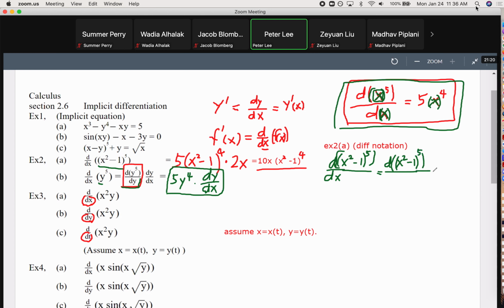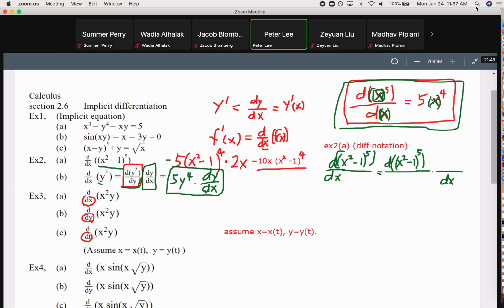And then times dx. So we push this dx aside. And now why don't we apply the chain rule? Again, this dx and dy, this is not dy over dx. This guy is not really a fraction, but it behaves like a fraction. So hence we write the derivative in fraction form.